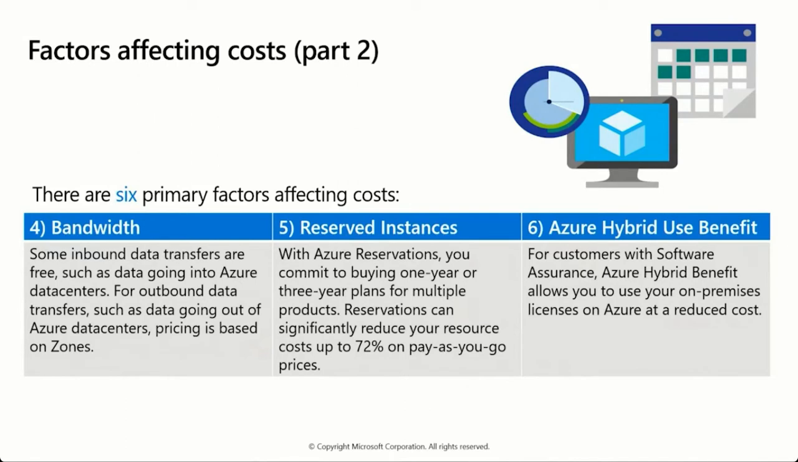Some of the ways that you can save money, first is with your reserved instances. With Azure reservations, we'll take a look at this when we go to the pricing calculator, but essentially you can commit to whether you want to basically prepay for a 1-year or a 3-year plan for your products. And essentially this can have a massive savings. I've seen it up to 70-something percent. Instead of doing pay as you go, you say, you know what, I'm going to need this virtual machine for at least the next 3 years.